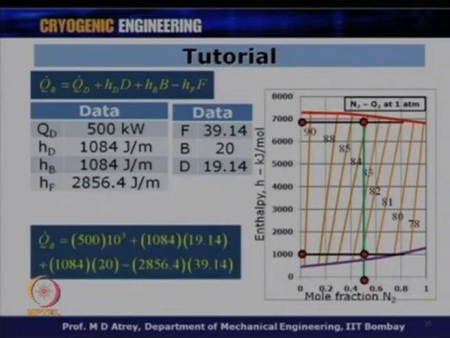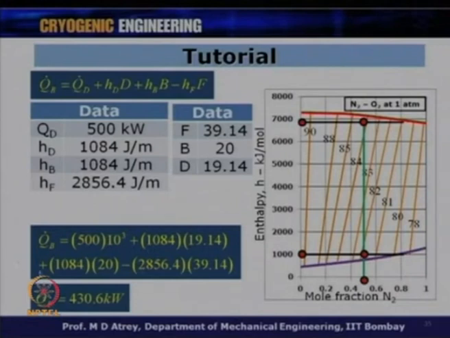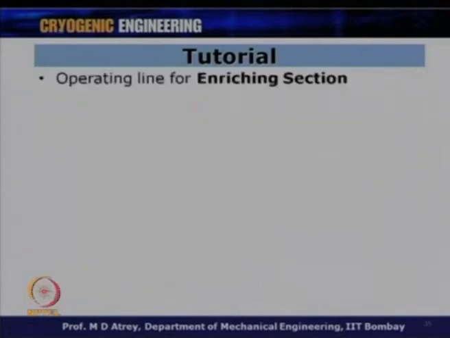Putting these values over here, what you get is QB of 430.6 kilowatt. Okay, so we know QB, we know QD now. So, we want to ultimately find out the operating line for enriching section, operating line for stripping section and Q line. So, what is the operating line for enriching section, for which I should know the slope of the line, I should know the y component of this line.